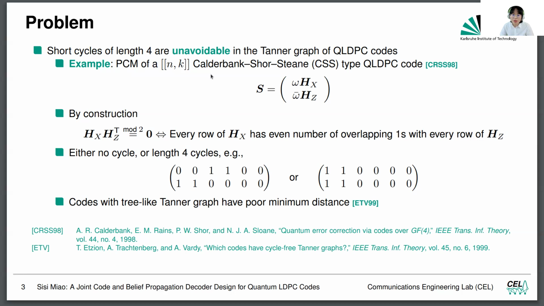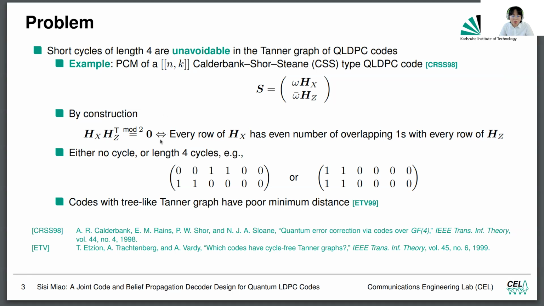We can look at the CSS type QLDPC codes, which is the focus of this work because they are most widely used and they give simple implementation of the quantum circuits. They are formed this way. We have 2 binary matrices, HX and HZ. If we put omega and omega bar in front, as a scalar product, then we get a quaternary parity check matrix of the QLDPC code. As long as the product of HX with HZ transpose is 0 modulo 2, we have a valid stabilizer code.